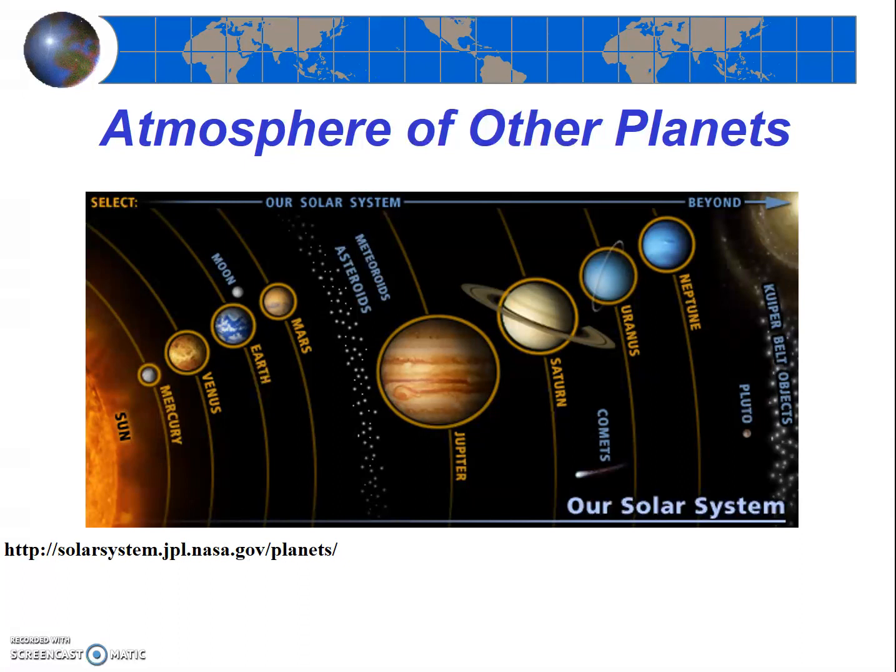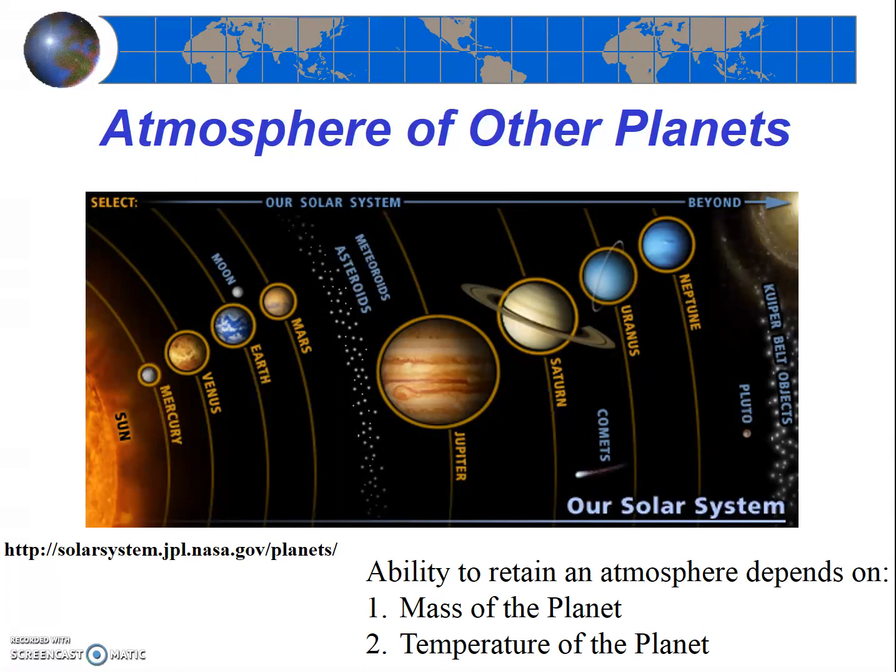Basically, the ability to retain an atmosphere depends on the mass of the planet, thus the gravitational force, and the temperature of the planet. First, let's consider the mass of a planet. As your book mentioned, the gravitational attraction of the Earth is what holds gases close to the Earth's surface, creating the Earth's atmosphere. Notably, the more massive the planet is, the more gravitational force it exerts. Thus, a more massive planet is able to hold on to more atmosphere and thus have a thicker atmosphere. By the same token, a smaller planet is likely to have a thinner atmosphere.